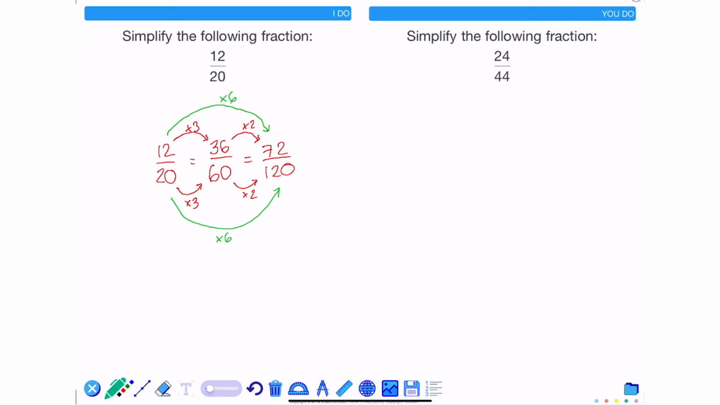Whatever you do to the top, you have to do to the bottom, and it can only be multiply or divide. Now, since all of the examples that we've looked at the moment have been to do with multiplying the numerator and the denominator by a particular number, let's have a look at division. If I start with 12 over 20 and I divide both my numerator and my denominator by 4, I create the equivalent fraction 3 over 5. There are no other numbers that go into 3 and 5 other than 1, and this is why this fraction is now in its simplest form.